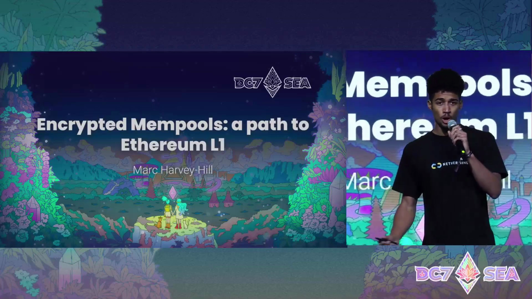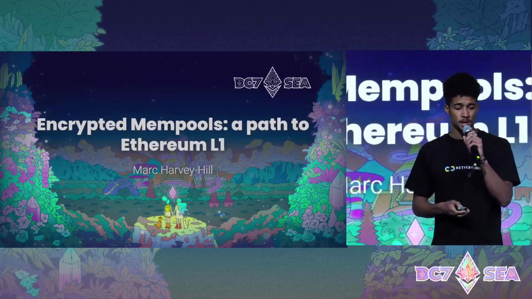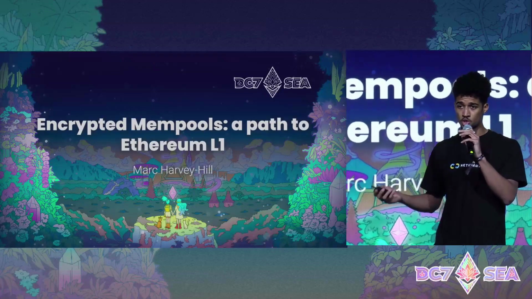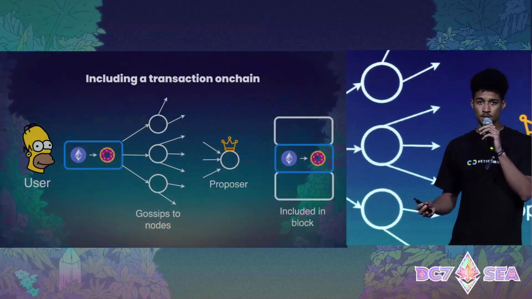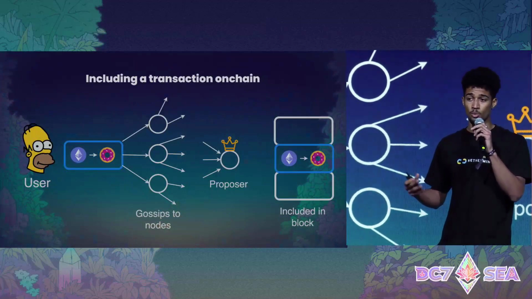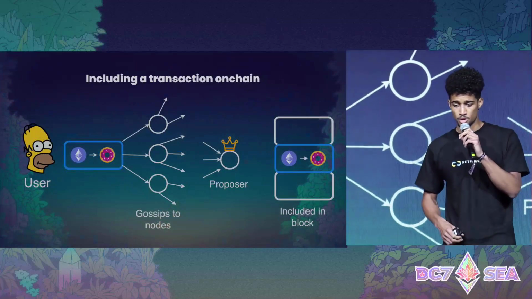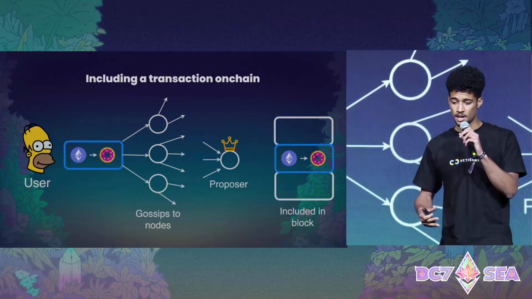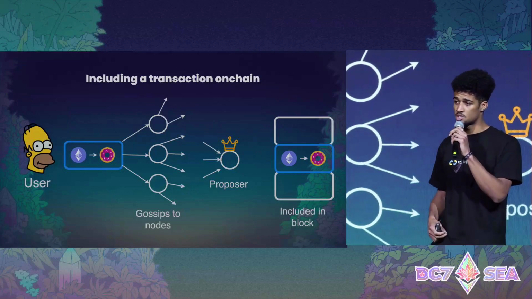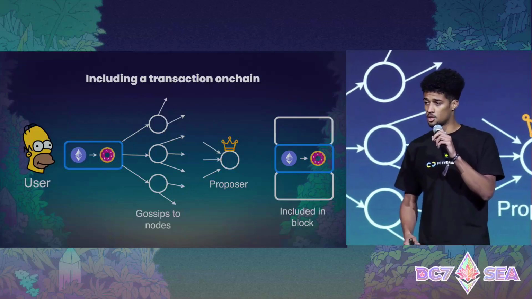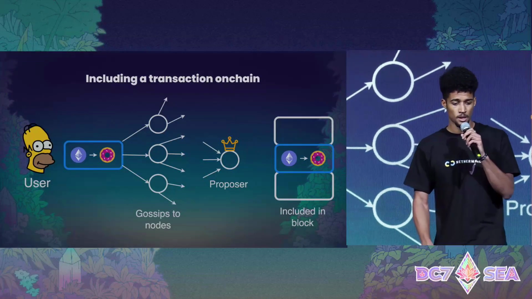Today, I'll be giving a whirlwind tour of the encrypted mempool design space and sketching a path towards enshrinement on Ethereum L1. Let's start with how a transaction normally ends up on chain without an encrypted mempool. So the user gossips their transaction, in this case, a swap from ETH to donut tokens, and eventually it reaches the proposer or builder for this slot, who can decide to include it in their block.